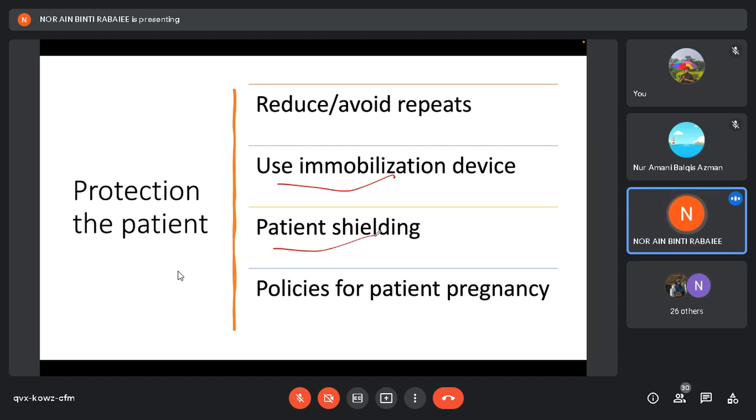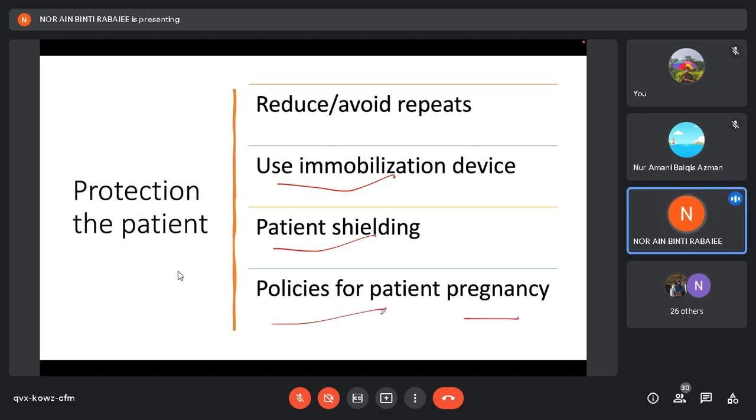Okay, there's patient shielding. Patients have their own right to make sure that they don't receive unnecessary radiation. For example, for certain procedures, there is no requirement for you to expose the gonad. So it is recommended for the staff to provide patient shielding or a gonad shield for the patients.